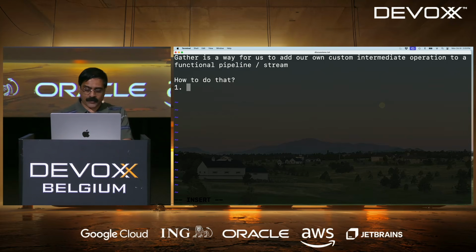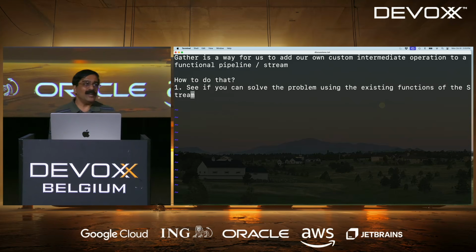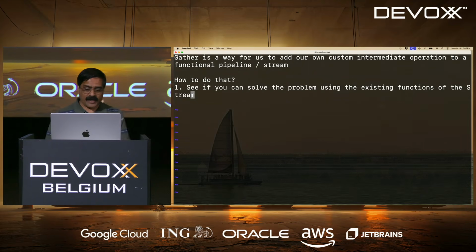So the first and foremost thing I would recommend is see if you can solve the problem using the existing functions of the stream. Say you want to solve this problem, don't try to reach for the gatherer just yet. Can you solve this problem by using things like filter, map, and whatever you have? Can you get this job done? And if the answer is yes, I can solve it using existing functions, save yourselves the trouble. This is one of the things I want to emphasize.